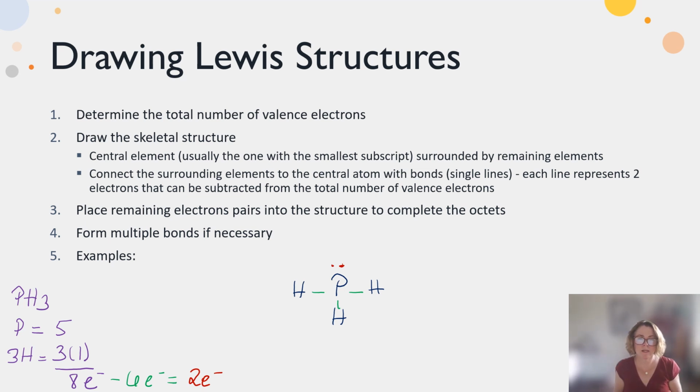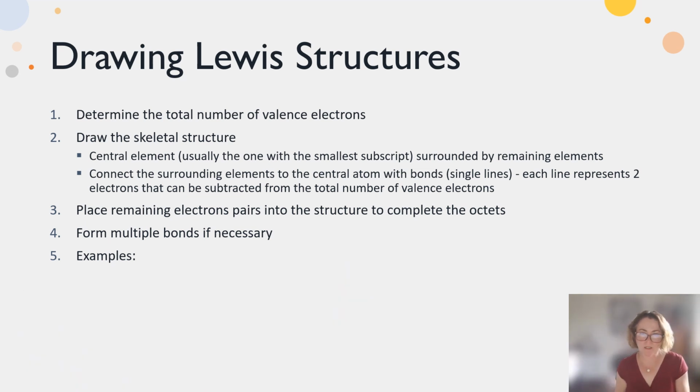So again here I want to double check and make sure that the octet is satisfied for everything and that I've used all 8 electrons in the structure. Well, remember, hydrogen's good when it has 2 electrons, so one bond gives it those 2 electrons, and my phosphorus needs 8, and I have 8 electrons around the phosphorus, 2 from the lone pair up here, and then 2 from each of the bonds, giving me 6 plus the 2 from the lone pair. I have a total of 8 electrons, and I've used all 8, so this structure is done.